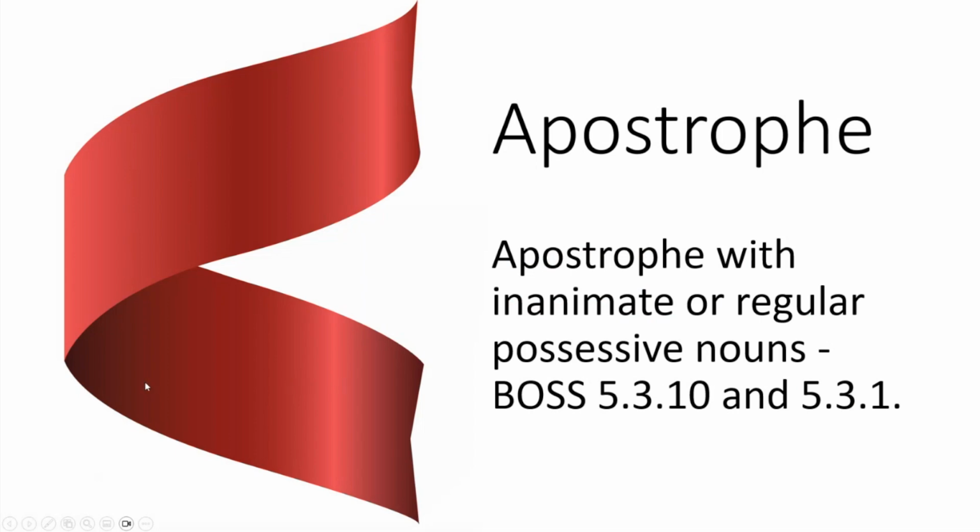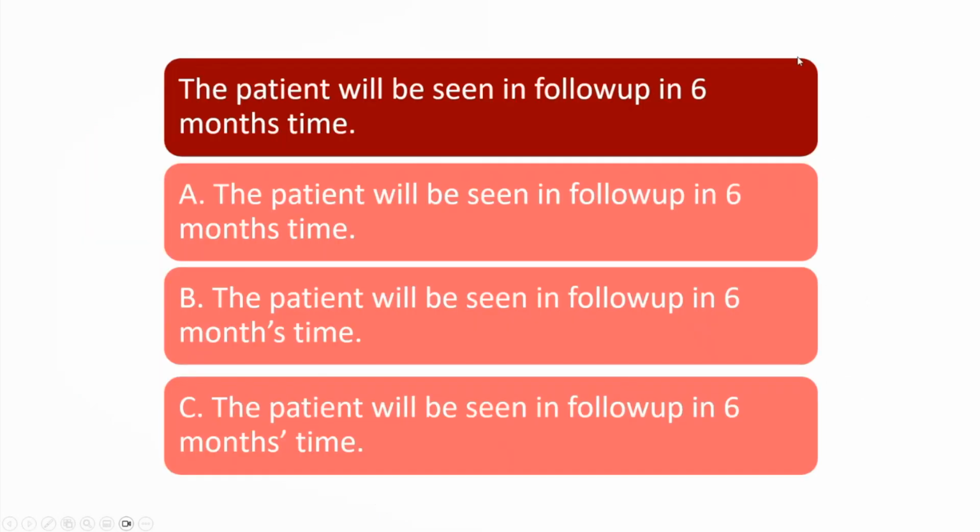So let's talk about apostrophes next. Apostrophe with inanimate or regular possessive nouns, and that's Book of Style and Standards 5.3.10 and 5.3.1. Let's take a look at a couple examples. The patient will be seen in follow-up in 6 months' time is what's dictated. So looking at these 3 options, which way do you think you should punctuate that sentence?